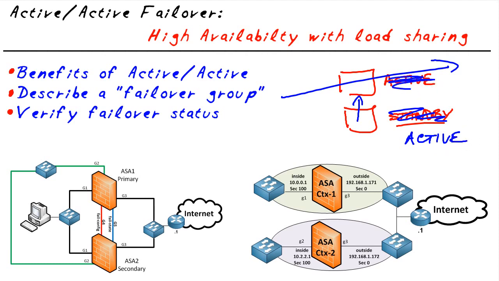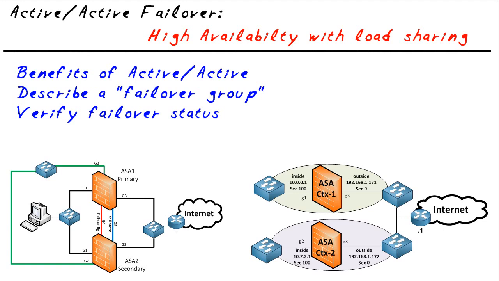Active standby. Now, what's the challenge with that? Well, for some people, they might think, I've got two firewalls. They're both perfectly capable of forwarding traffic. It's a shame to have one do all the work and the other act as a standby. So if, and only if, on the Cisco ASA, we are using virtual firewalls in multiple mode with multiple contexts, what we can do is use an active-active configuration.